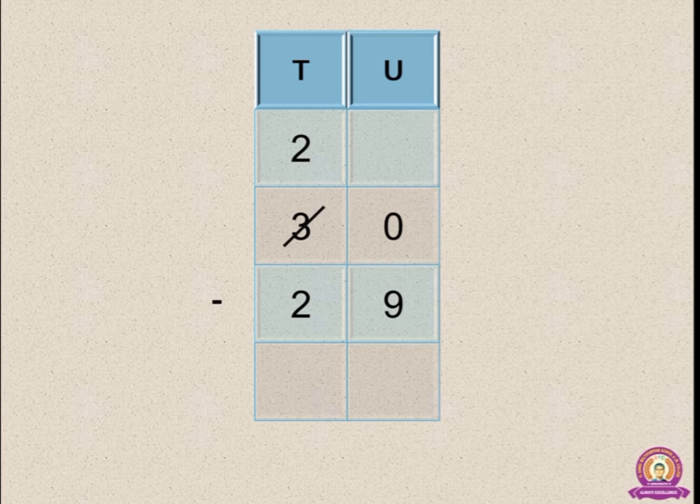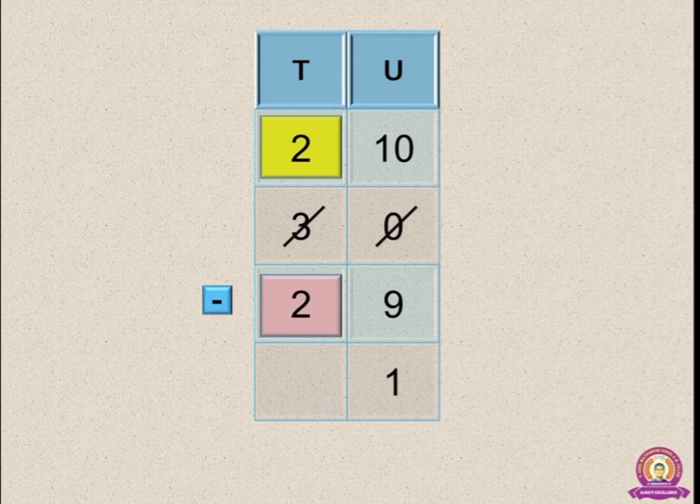And when we put together 1 10 and 0 units, we get 10 units. 10 minus 9 is equal to 1. Now that we have subtracted the numbers in the units column, let's move to the next column, that is the tens column. 2 minus 2.